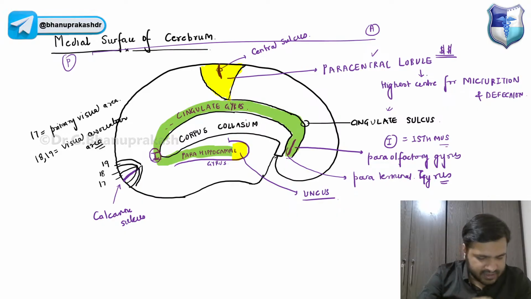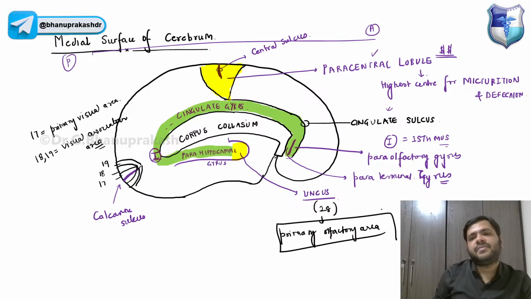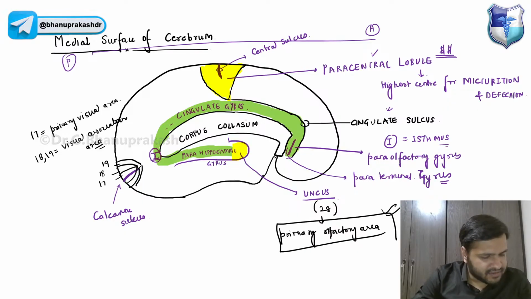Now, I hope this is clear, guys. These are the major ones which we have discussed on the medial surface. And you can also remember area number 28, guys. It is the primary olfactory area.